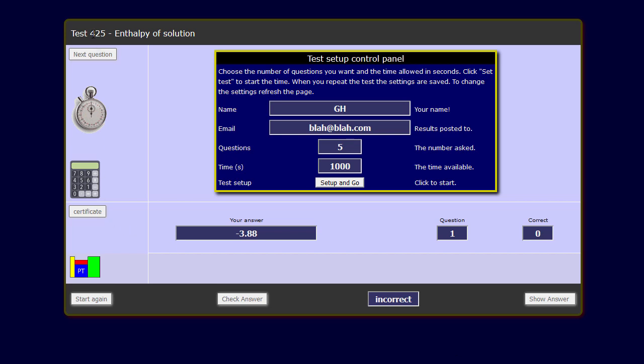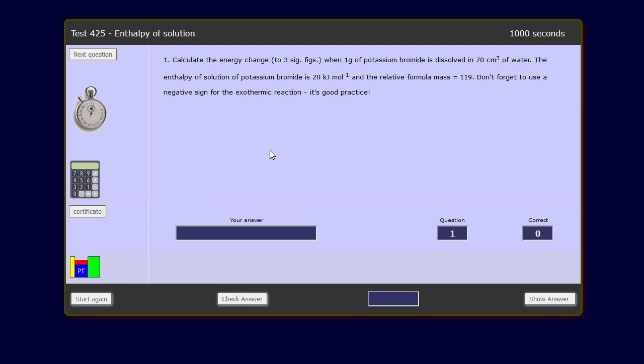Test 4.25, enthalpy of solution. We're going to have a look at a couple of questions that may arise from this. So I've got my details entered, set up and go, and let's have a look at the first question. We're asked to calculate the energy change to three significant figures when 1 gram of potassium bromide is dissolved.